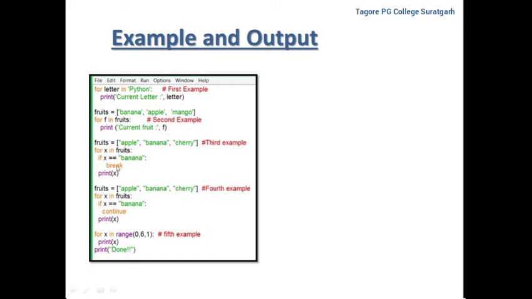And here we have used the break. If banana is found in this list, then the loop will be exited and all the other items will not be printed from the for loop or the list. But in this section I have used continue, so it will first match x, that is a particular item. If it is equal to banana, then it will skip printing banana and only print apple and cherry.